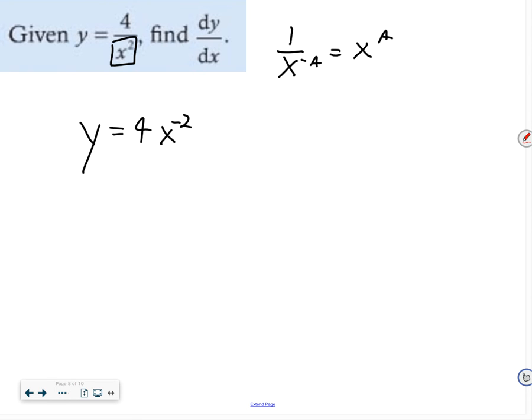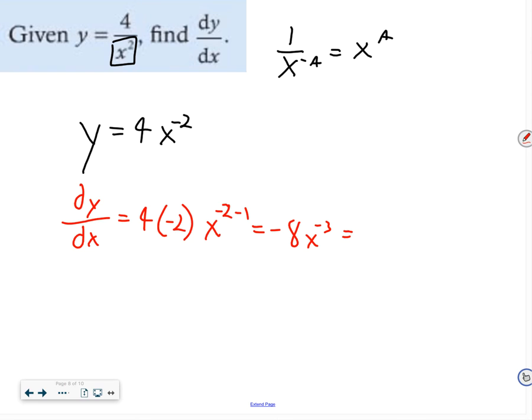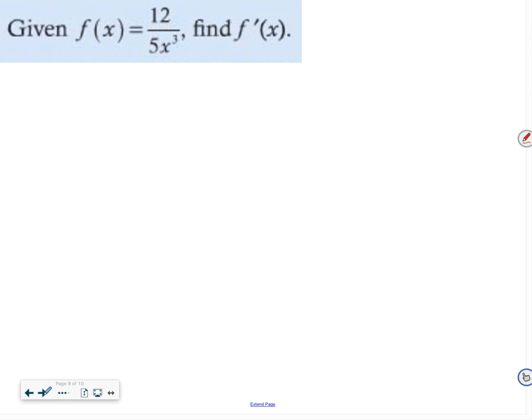Because this differentiation rule works for both positive and negative exponents, I can do dy dx equals 4 times negative 2, and I do x of negative 2 minus 1. This is equal to negative 8 of x to the negative 3. If I want to write it so it looks similar to our previous problem, I get negative 8 over x to the third.